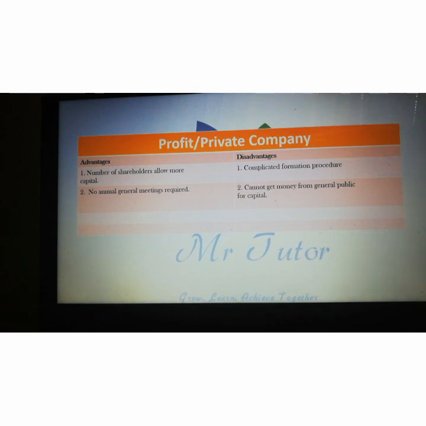Before we go, we are going to cover the last advantage and disadvantage of one of the forms of ownership, which is a profit or private company, the opposite of a non-profit company. The first advantage, obviously, is that the number of shareholders allows more capital. The more shareholders you have in the company, the more profit the company is going to make, because a lot of people buy these shares.